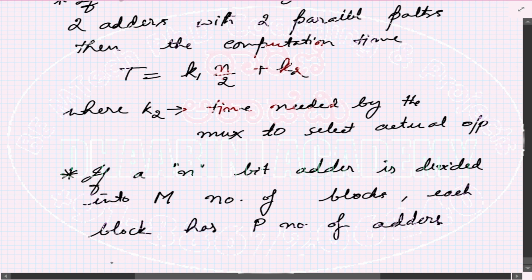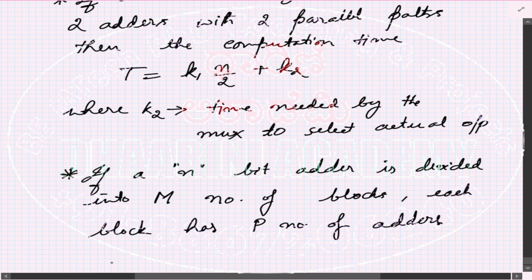So T is equal to 2 times (P minus 1) times K1. This is the number of times the carry signal propagates through an adder cell. Plus, then there is (M minus 2) times K2. So M minus 2 blocks will be there through which the carry passes, and each one will generate a delay of K2. Here you can see that P is represented as N divided by M, so we can calculate P whenever needed using this formula.